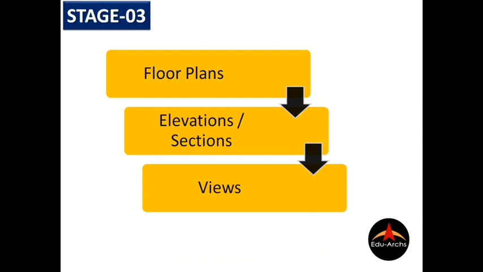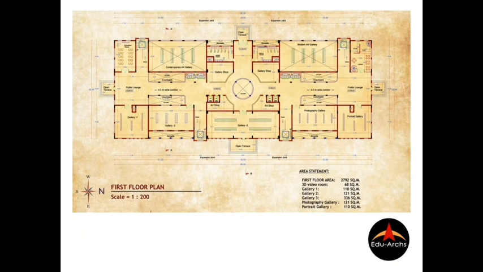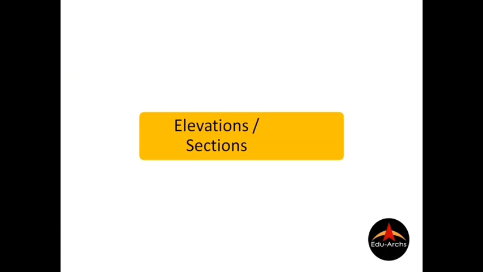In stage 3, we have floor plans, elevations and sections, and views. Stage 3, floor plans. Floor plans should be solved by placing the circulation core and service core as their primary elements. Floor plans show the relationship between rooms, spaces and circulation patterns. A good floor plan increases the enjoyment of the space by creating a nice flow between spaces.